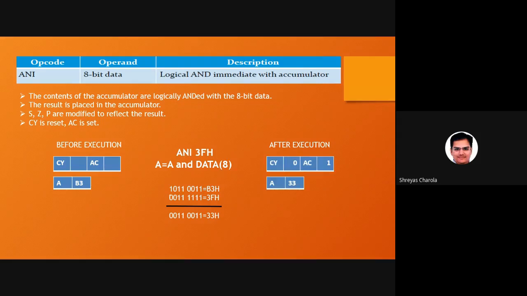You get 33. So B3. Okay, they took the data as 3F, so you will get 33. For ours, we got 32. That is the correct answer.